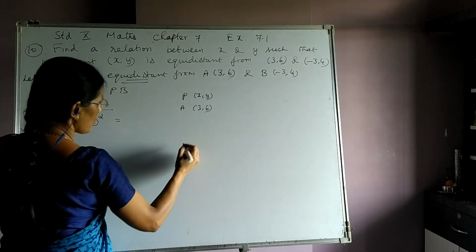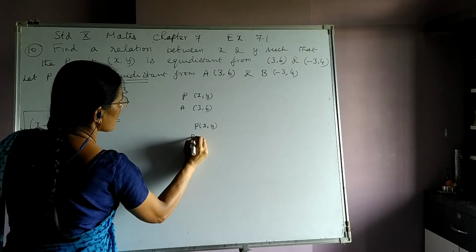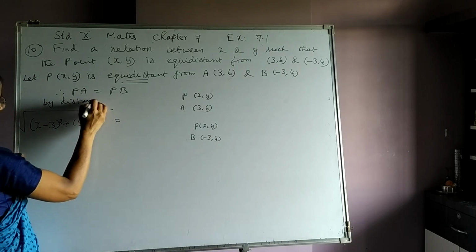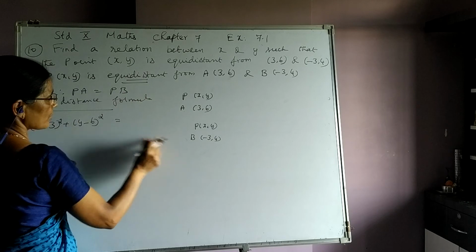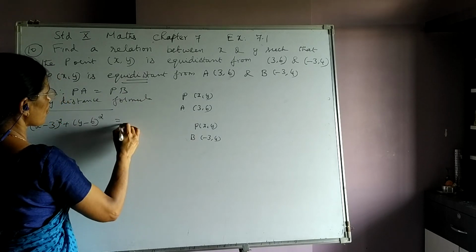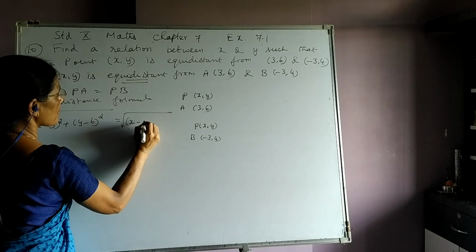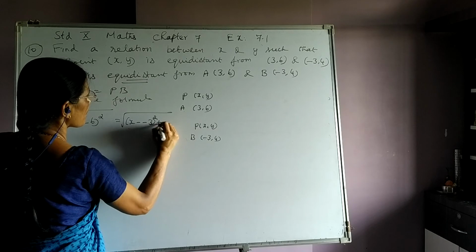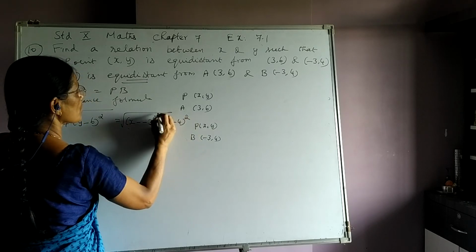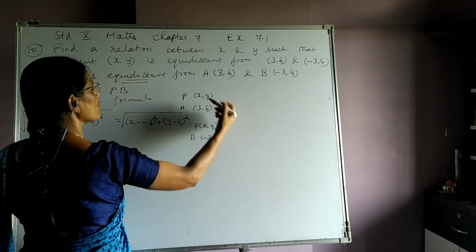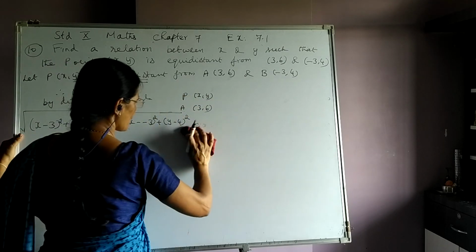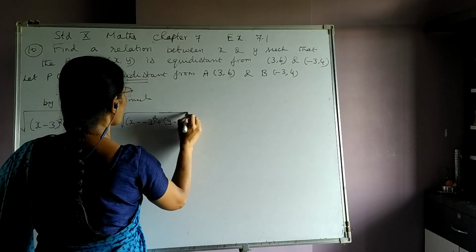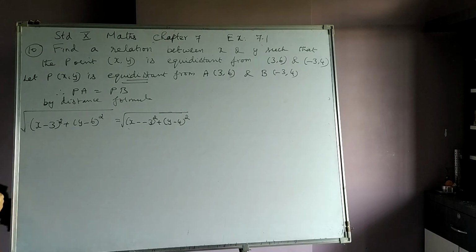Then I write here PB. P is x, y and B is minus 3, 4. We have used the distance formula. So what is PB? It is root of x minus minus 3 the whole square plus y minus 4 the whole square. If you want, you can take from here to here also or here to here also. Because whole square is there, it's not going to make any difference. We know A minus B the whole square is same as B minus A the whole square.